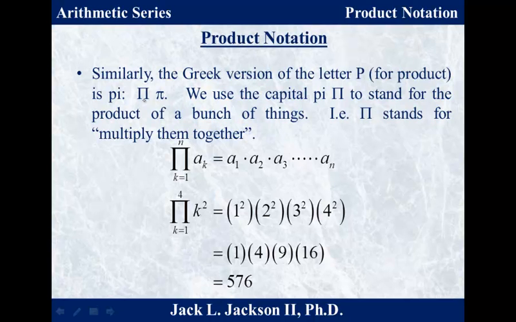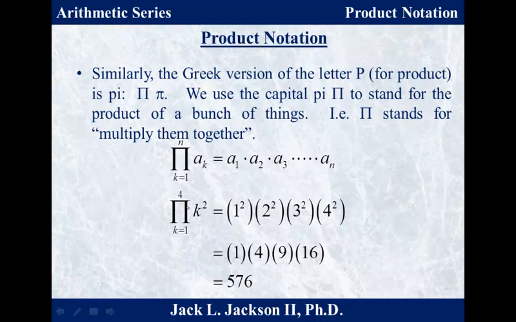But the uppercase pi we're going to use like the sigma, but this time instead of adding them all up, it's going to be multiply them all together. So the product from k equals 1 to n of a sub k is a1 times a2 times a3 all the way up to a sub n.